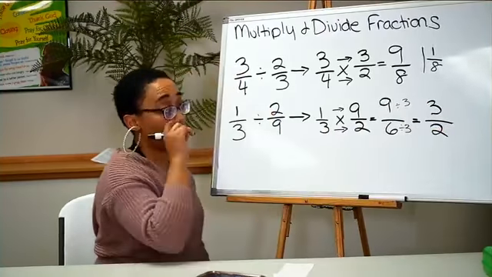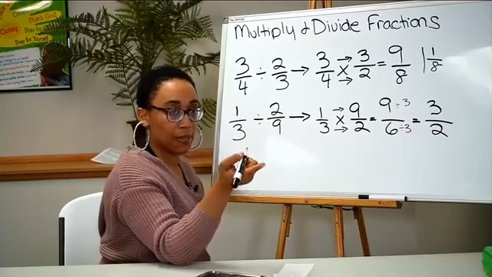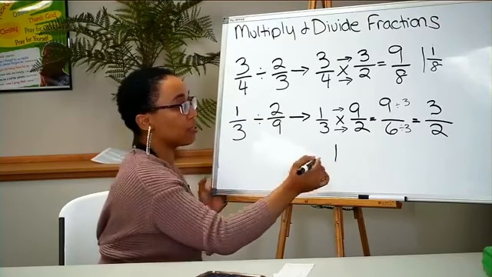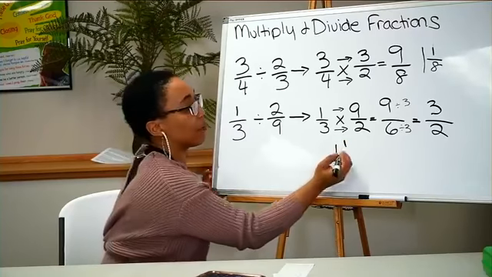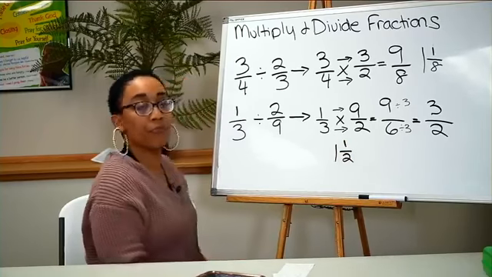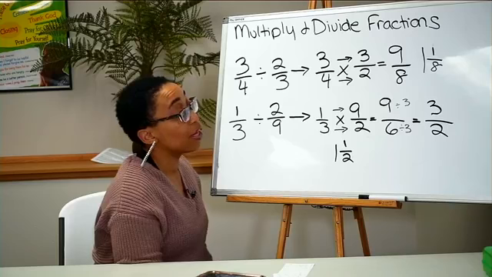So we have an improper fraction. So now we can see how many times does 2 go into 3? Once. How many are left over? Just 1. And then what's the denominator? It's 2. So our answer is 1 1/2.